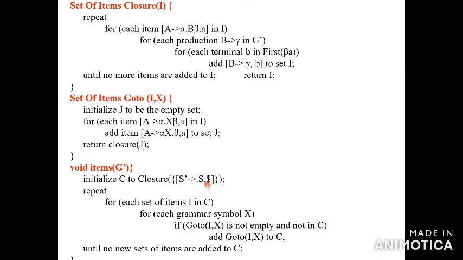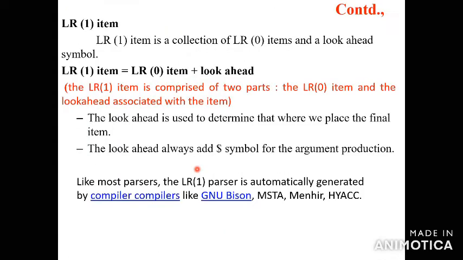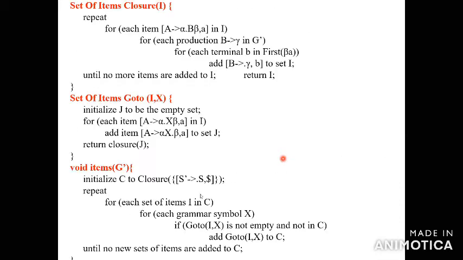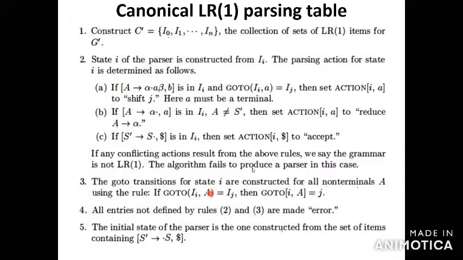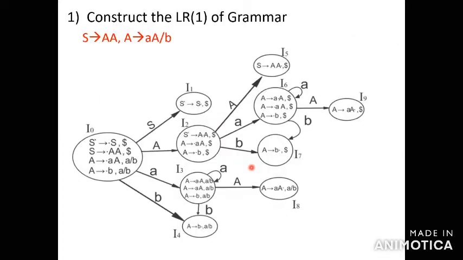As informed previously, we have to add the dollar symbol as the lookahead. Check that the lookahead always adds the dollar symbol for the augmented production. Same thing here: the dollar symbol is added in the closure function for the given grammar. Okay, so this is for the closure function and goto function for the CLR parsing table. These are the rules of the algorithm for the CLR parsing table construction. So this is for the one example.